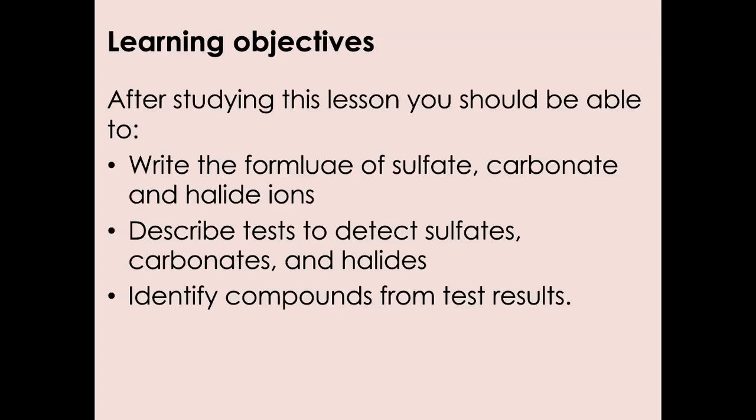Right, learning objectives. After studying this lesson, you should be able to do the following. You need to be able to write the formulae of sulfate, carbonate, and halide ions. You need to be able to describe the test to detect sulfates, carbonates, and halides, and you also need to be able to identify compounds from test results. So if you're given the results to some of these tests, you need to be able to identify which negative ion is present.